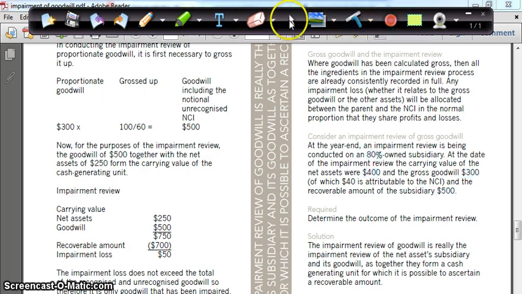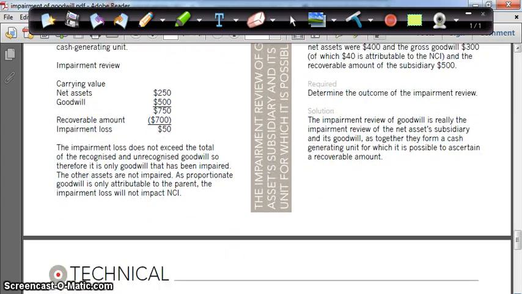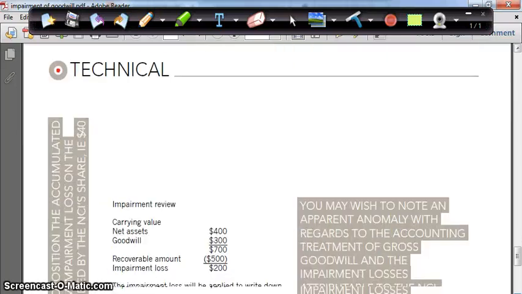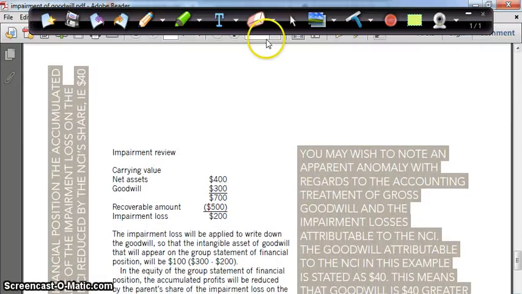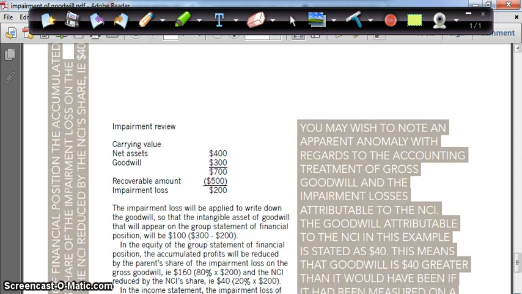So again, it's the same type of situation. You need to ensure that you have the total of the cash generating unit, which is the goodwill and the net assets, and you need to then compare this to the recoverable amount. So here we have the solution. The carrying value is the net assets plus the goodwill of $300, which has already been grossed up, which gives $700. The recoverable amount of $500 leaves an impairment loss of $200. So you can see that it's just the same type of formula, the same principle. The only difference really is that you don't need to gross up the goodwill.